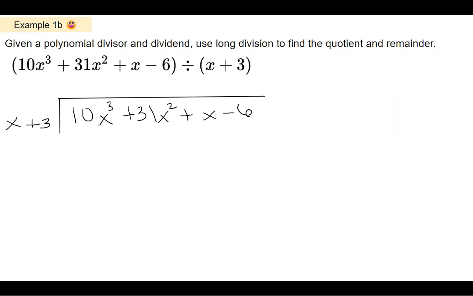How do we know what value to multiply my x plus 3? What do we look at here? My first term. So I'm going to go ahead and look at my first term here. It's 10x to the power of 3 and x. What do I need to multiply x by so that it can become 10x to the power of 3? There you go, 10x to the power of 2. Perfect. All right, let's go ahead and multiply 10x to the power of 2 by our term, x plus 3.